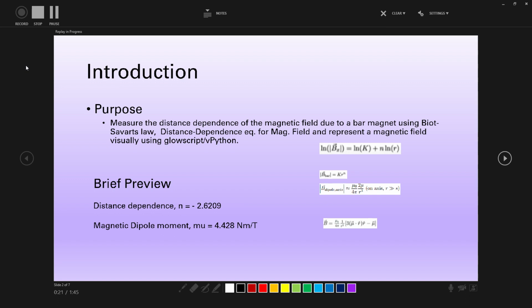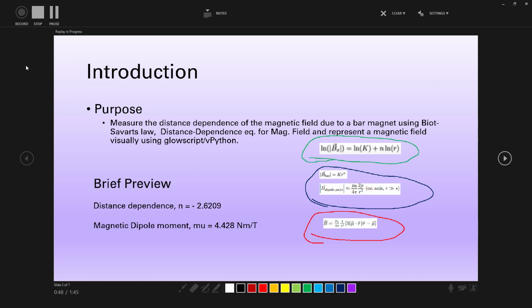A few of the fundamental principles we'll be using here. The first one I'll circle in red is our Biot-Savart law for the magnetic field of a dipole at any location. And the next ones above it, I'll circle in blue, are the equations that we will use to determine the magnitude of the magnetic field due to a dipole. And what I'll circle in green here is an equation that we are going to use to linearize the data that we are going to collect during this experiment.